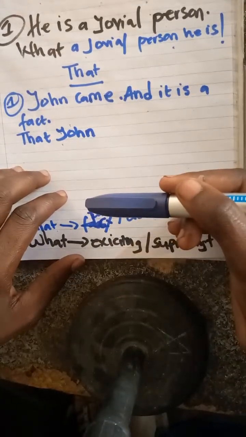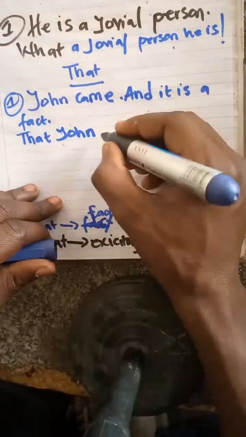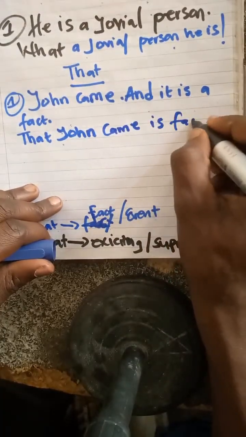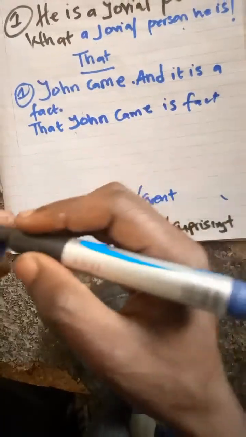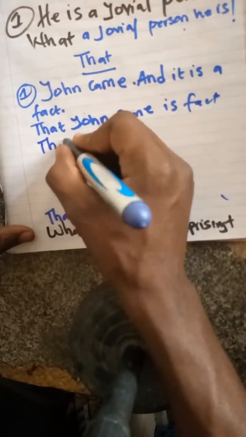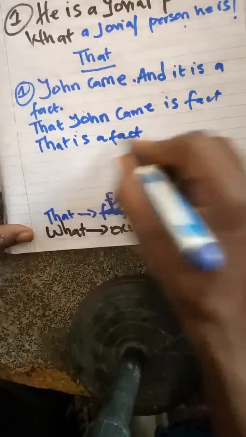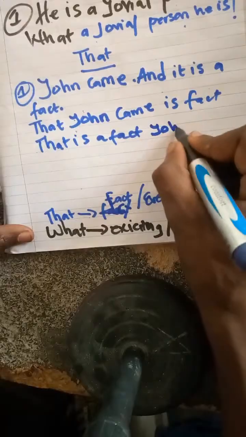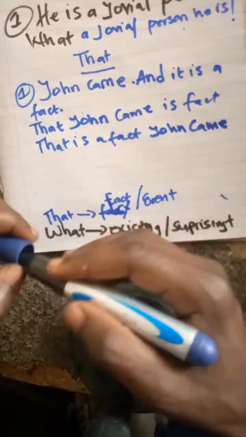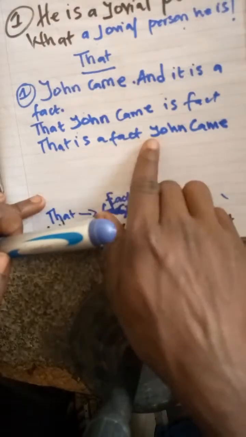So John came and it is a fact. So that John came, you can write it like this, that John came is a fact. Or you can write it like this, that is a fact, John came. You've seen? Mind you, don't write that is the fact. It's a fact, not the fact.